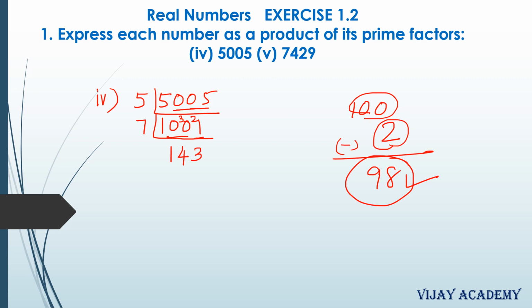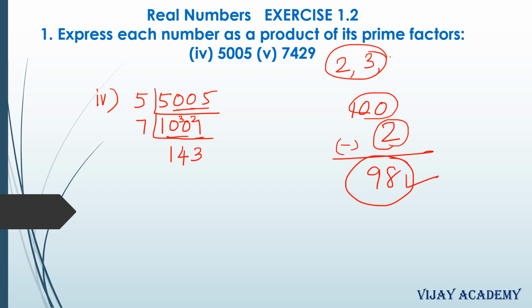Now see, when we were dividing 5005 and 1001, these numbers were not divisible by 2 and 3. So 143 also will not be divisible by 2 and 3. So we need to check only the numbers 7 and above, because till here we have tried 2, 3, 5 and 7. First let us check whether it is divisible by 7 or not. 143 is not divisible by 7.